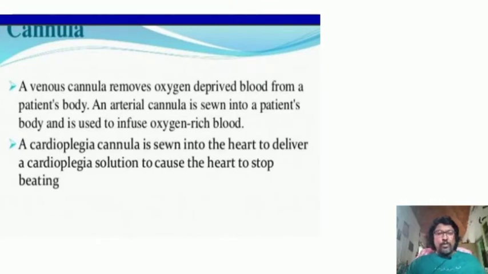This is typically used for removing the oxygen deprived blood from the patient's body. An arterial cannula is also there, that will be sewn to the patient's body, and this will be used for infusing the oxygen rich blood. As we have seen in the previous slide, a cardioplegia cannula will also be sewn into the heart. What is the purpose of that? That we have just discussed.